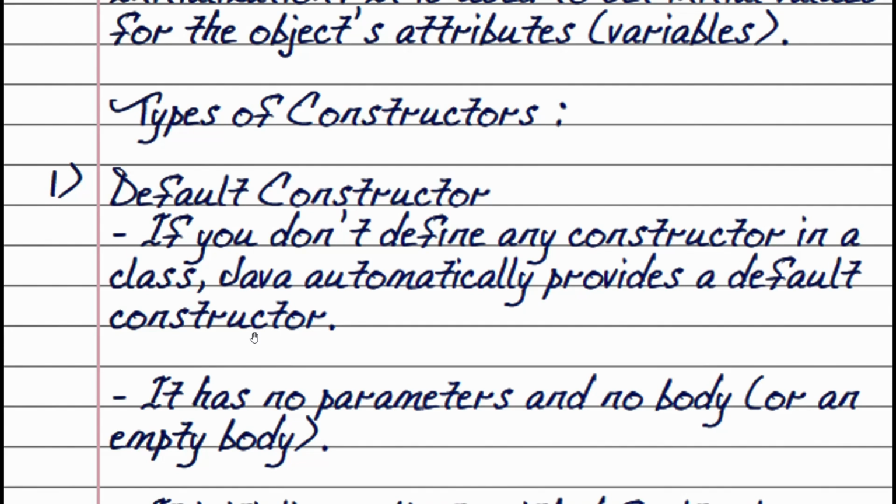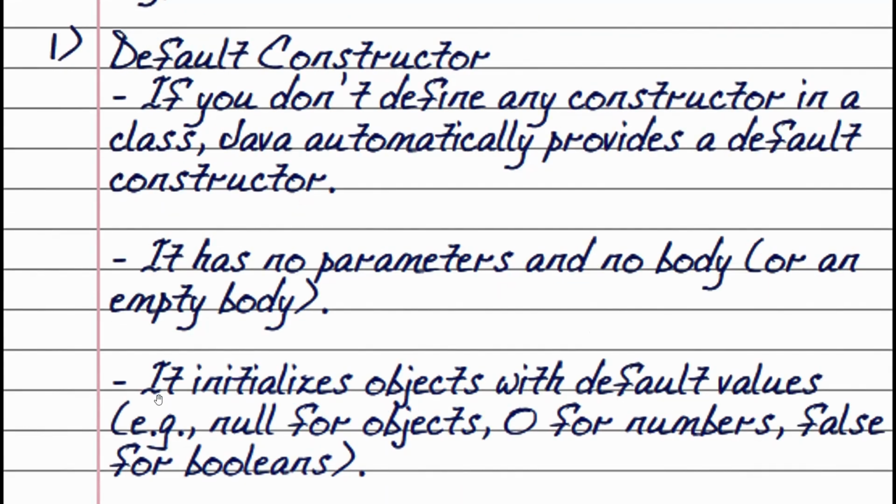It is automatically created by the Java compiler itself. The next point is it has no parameters and an empty body. So basically a default constructor does not have any parameters. It can have a body or an empty body.